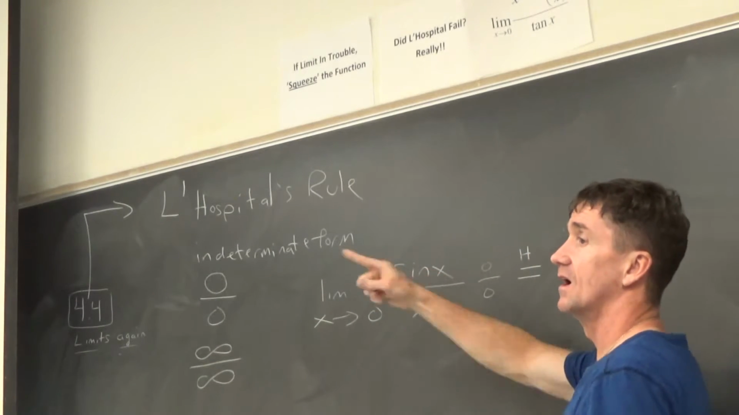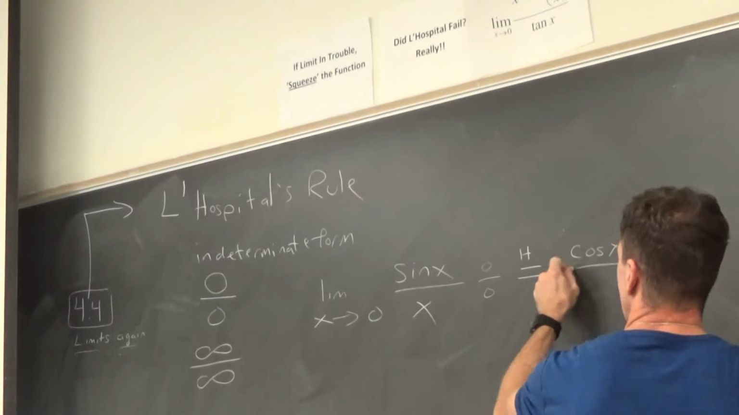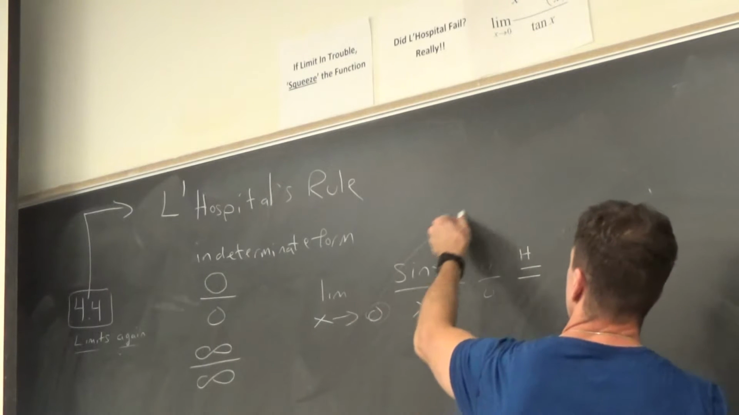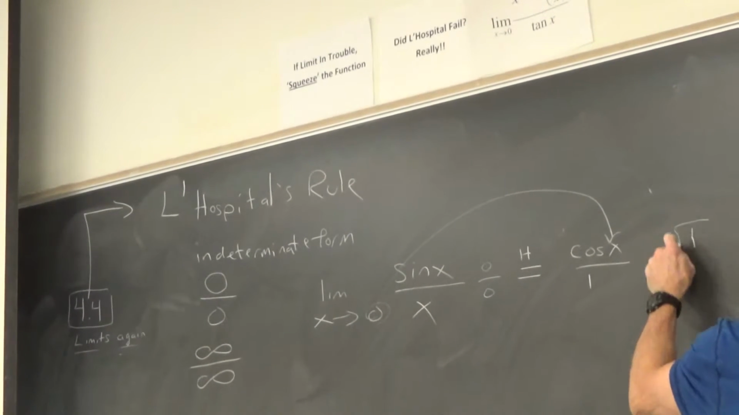What's the derivative of sine? Cosine. Alright. What's cosine of x? 1. You're like, are you kidding me? We're going to be done. Be careful, cosine of 0 is not 0. It's 1. The answer is 1.